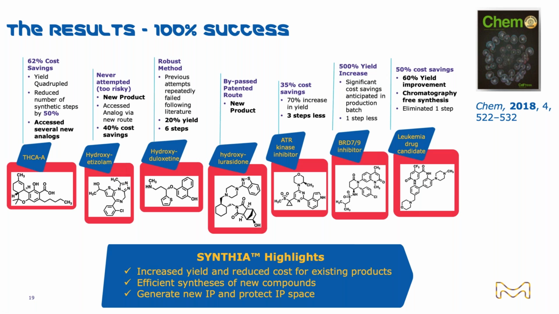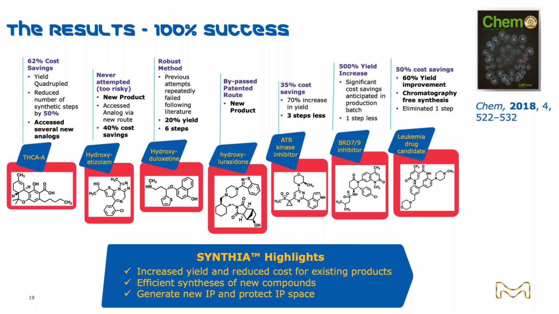This is an open access article, so if you're interested in seeing more of the details, you can find that there. But I have a quick summary here of, like I said, some of the cost and yield savings we found with some of these routes. So for instance, for this compound here, we were able to do a chromatography-free synthesis with the route found by Synthia, which of course significantly improved the yield. Another one, this hydroxylorazidone here, was a compound where the only published route was under patent, and we were able to find a patent non-infringing route with Synthia, and that's another way that you can customize the software.